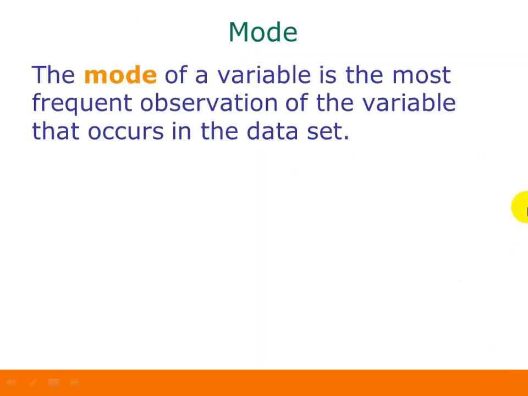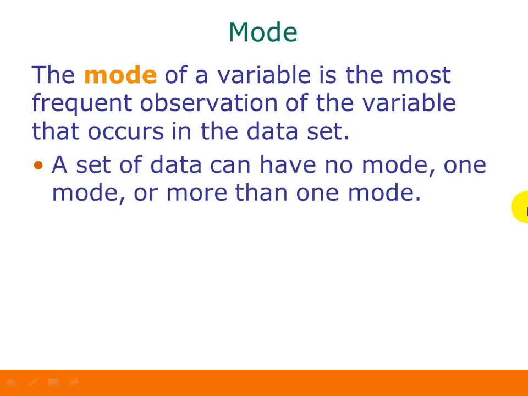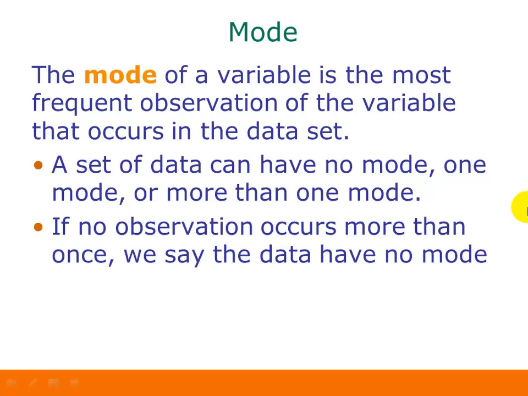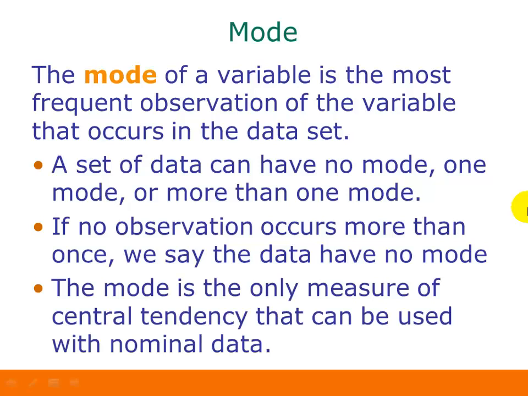And the mode is the most frequent observation of the variable that occurs in the data set. So it's the value that occurs the most. If we look at a set of data, it can have no mode, it can have one mode, or it can actually have more than one mode. If no observation occurs more than once, we would say the data have no mode. And one thing about the mode is it's the only measure of central tendency that we can use with nominal data.